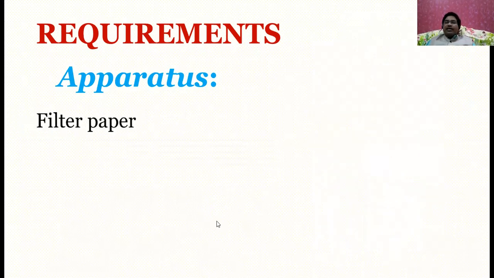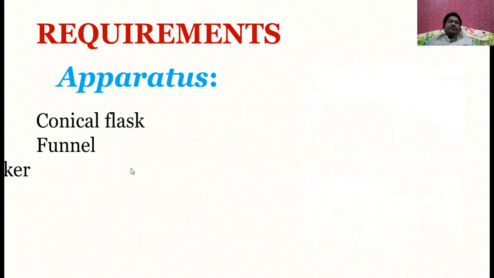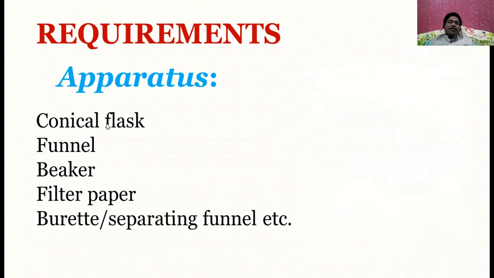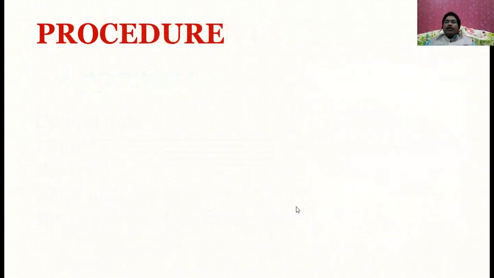Now let us see the filter paper. You know what filter papers are. These are the filter papers used for filtering the precipitate that is obtained in the preparations. These are the apparatus: conical flask, funnel, beaker, filter paper, burette, and separating funnel, etc. Now let us see what is the procedure involved in this one.